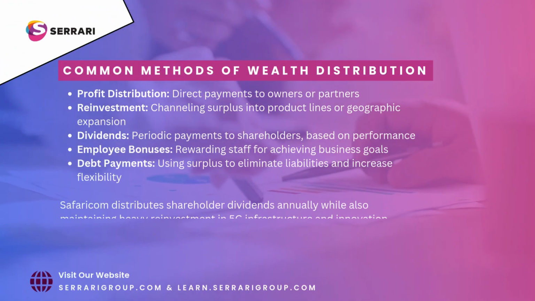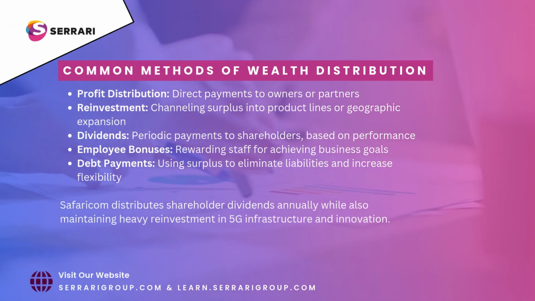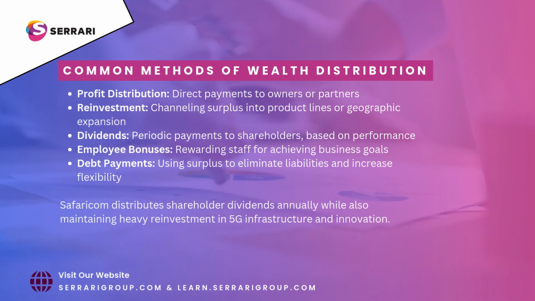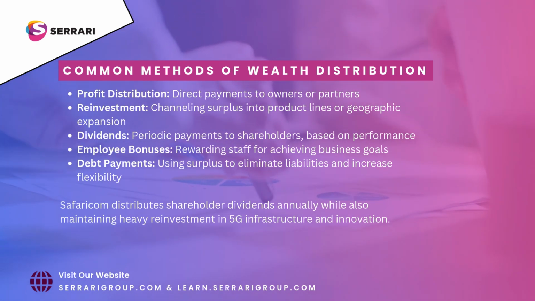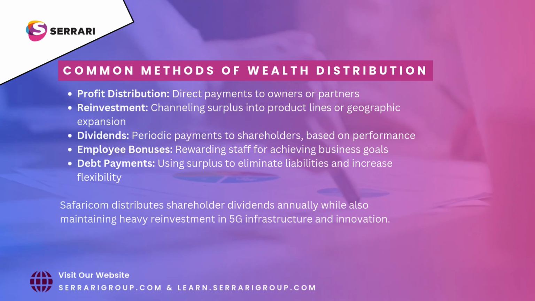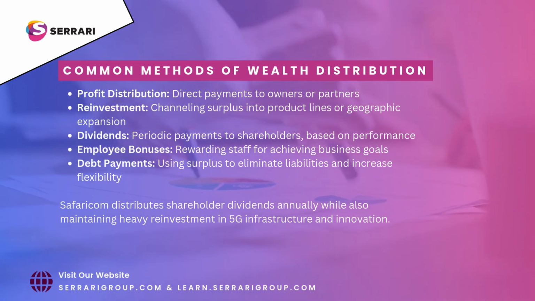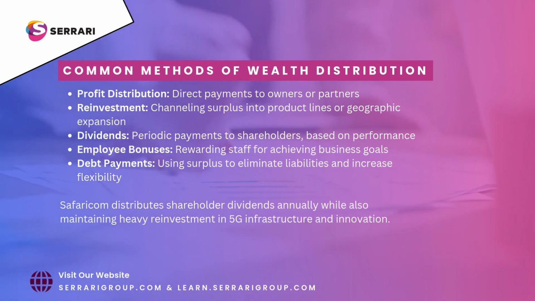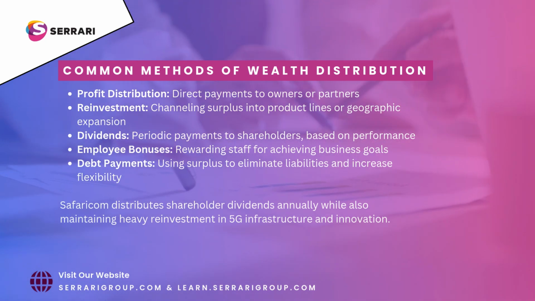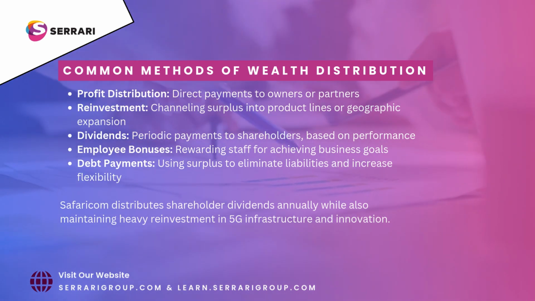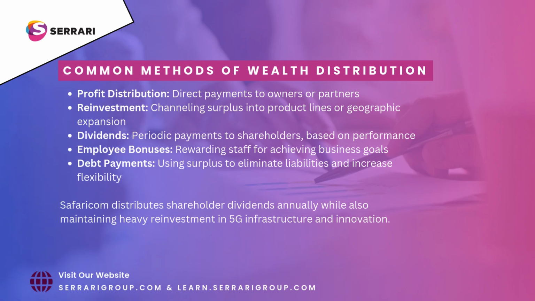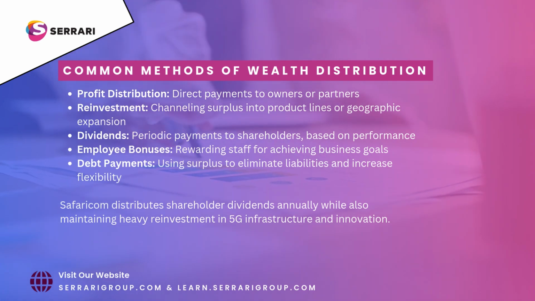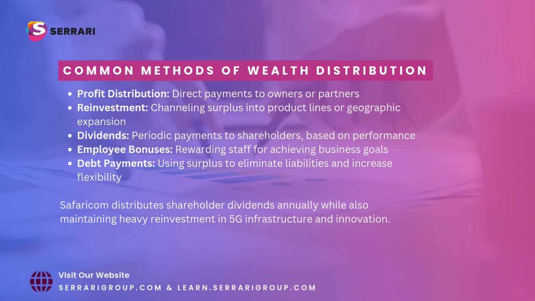Common methods of wealth distribution. Profit distribution, direct payments to owners or partners. Reinvestment, channeling surplus into product lines or geographic expansion. Dividends, periodic payments to shareholders based on performance. Employee bonuses, rewarding staff for achieving business goals. Debt payments, using surplus to eliminate liabilities and increase flexibility. Safaricom distributes shareholder dividends annually while also maintaining heavy reinvestment in 5G infrastructure and innovation.